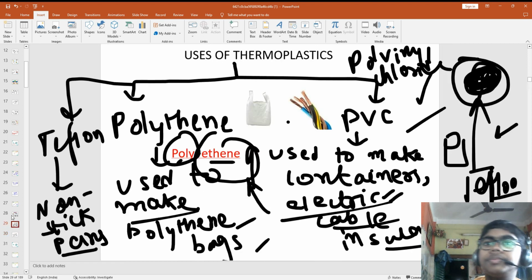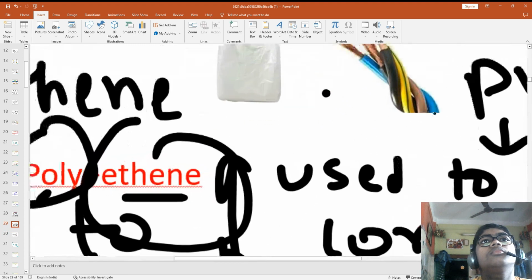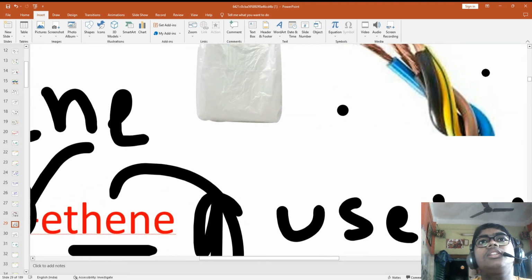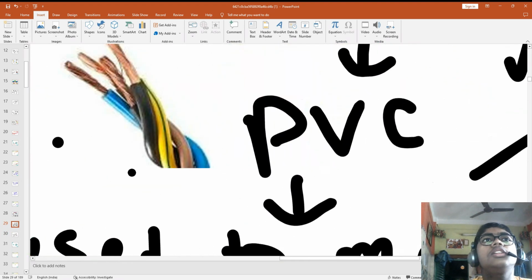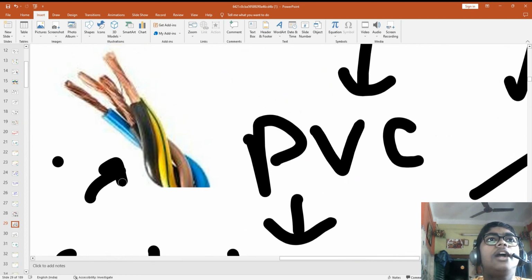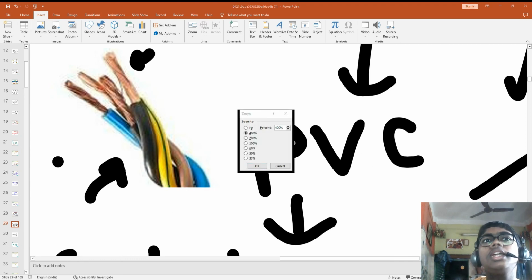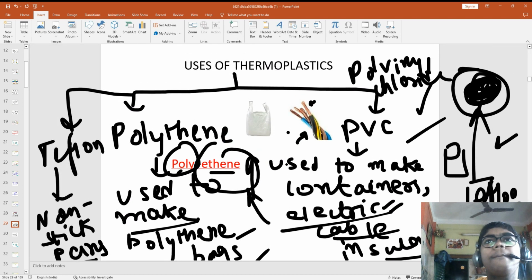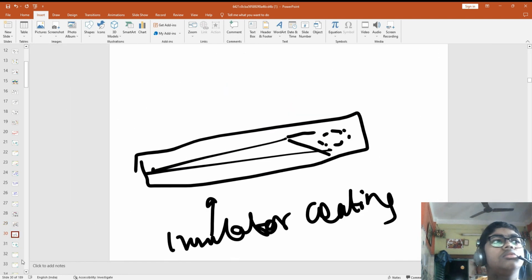Okay, let me show you. Can you see this part? Wait. See, now see this part. You can see these are the wires. These are the copper wires, right? And this outer cover, this yellow, this brown, this blue, this black, these are the coating insulator. Okay, chalo.